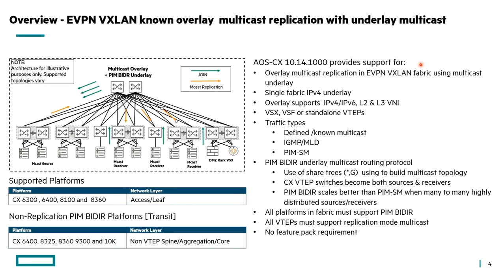For 10.14.1000, we now support known overlay multicast replication in the fabric using multicast in the underlay. This will be a single fabric with an IPv4 underlay, and in the overlay we'll support IPv4 and IPv6 as well as L2 and L3 VNIs. In terms of VTEPs, we'll support VSX, VSF and standalone VTEPs.